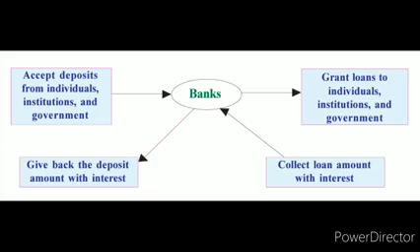Collect the loan amount with interest from the individuals and institutions, and give back the deposit amount with interest to the individuals and institutions. The rate of interest on loans will be higher than the rate of interest given for deposits. The difference between these two interests is the main revenue of the banks.